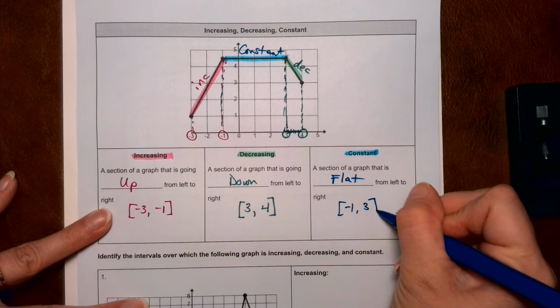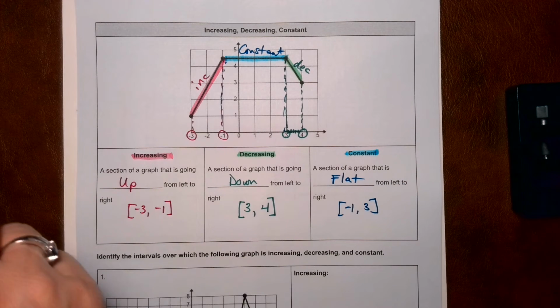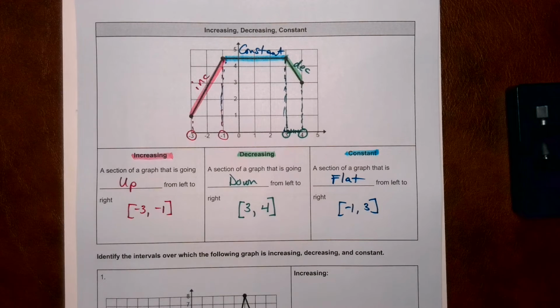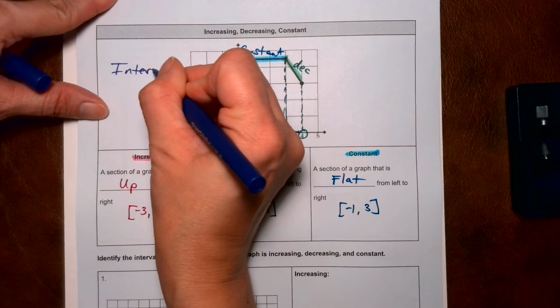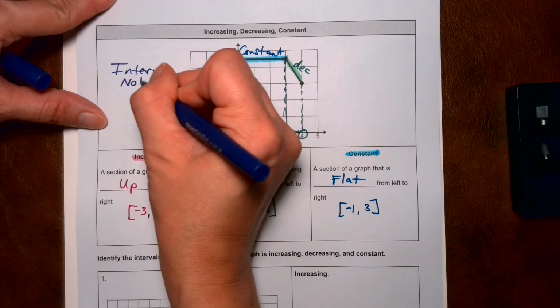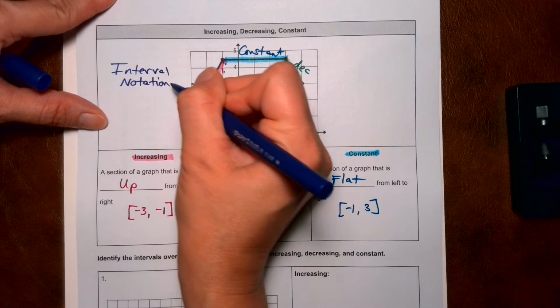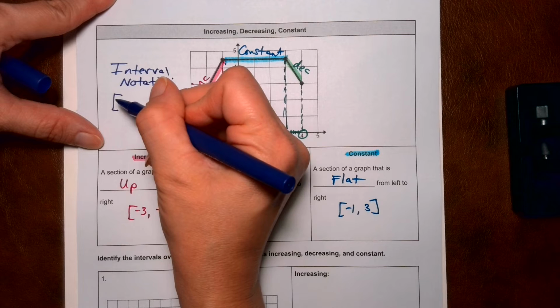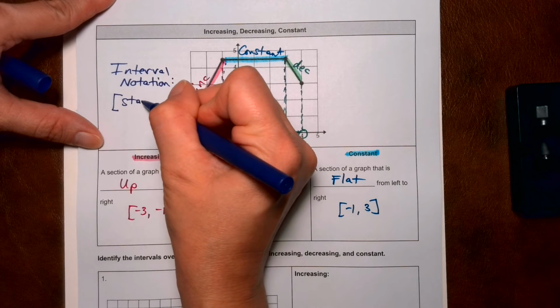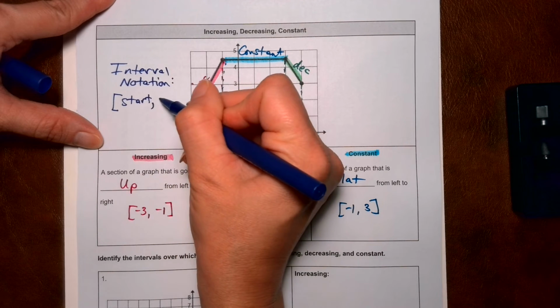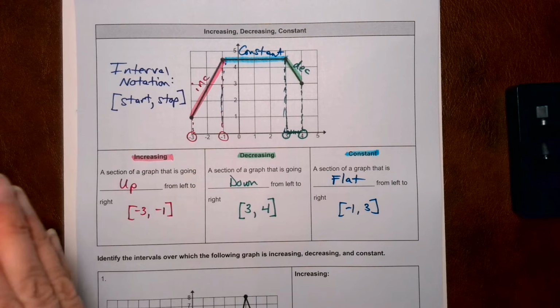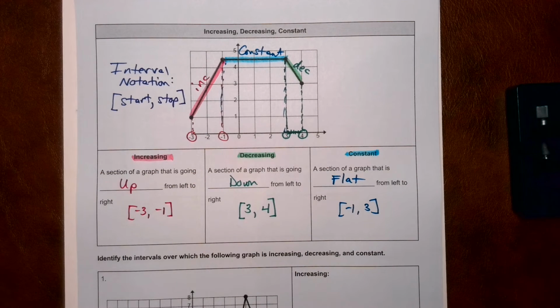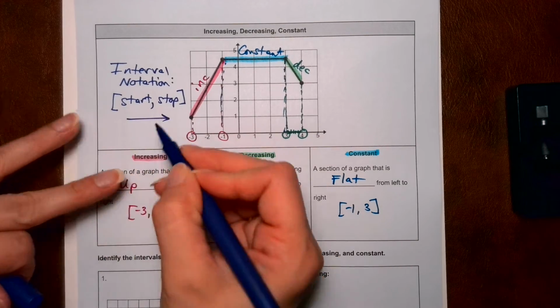-1 to 3. And interval notation, what does that mean? I'll just put that right here. Interval notation means that you use brackets. You say when something starts, comma, all the way until something stops. The start, then the stop. And we're going to go from left to right, left to right.